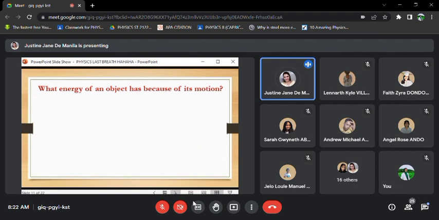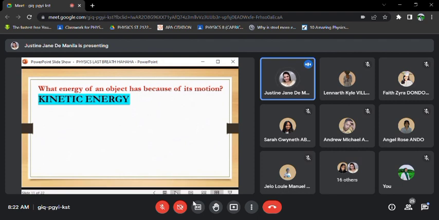Okay. How about the others? Any idea from the class? What kind of energy is this? When we talk about it, it is because it has a motion. Kinetic energy. Okay, very good, Leonard. So, kinetic energy. It is the energy present in a moving object.